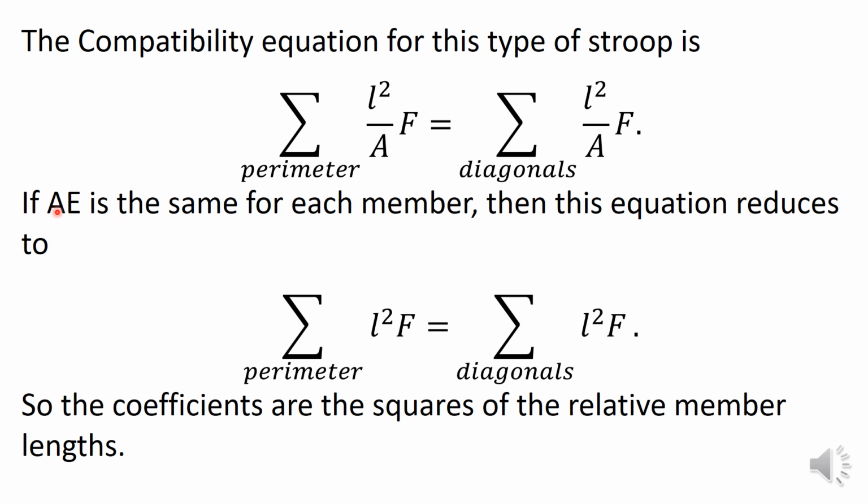Now in this problem we assume A times E is the same for each member. Theoretically I should have E in the denominator here, but I'm assuming the material is the same throughout, so I've just cancelled all of the E's. So if AE is the same for each member, then A is the same for each member, and you can also multiply by A throughout and clear the denominator. So this compatibility equation reduces to this. The coefficients are simply the squares of the relative member lengths, L squared times the force in each member.